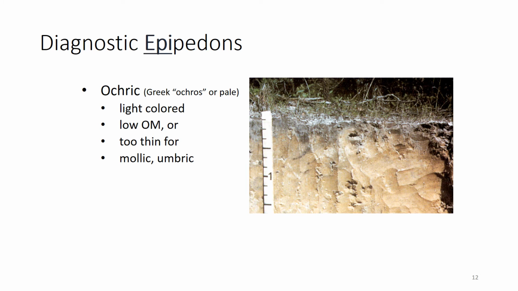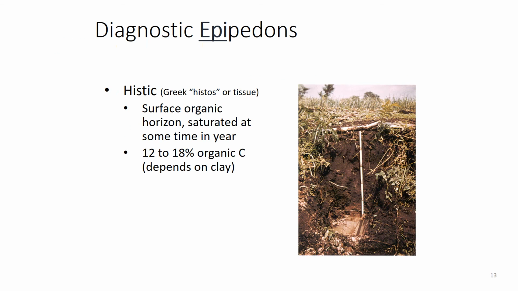Ochric are light-colored, low organic matter horizons, or horizons that are too thin to make the mollic or umbric qualifications. Histic are surface organic horizons saturated at some time in the year that have 12 to 18% organic carbon, which is exceptionally high. We usually see maybe 5% organic matter in really healthy soils. So you can see that 12 to 18% organic carbon is drastically higher.